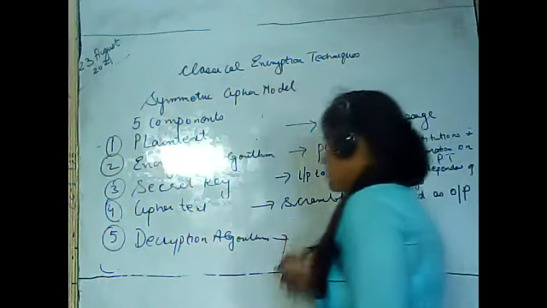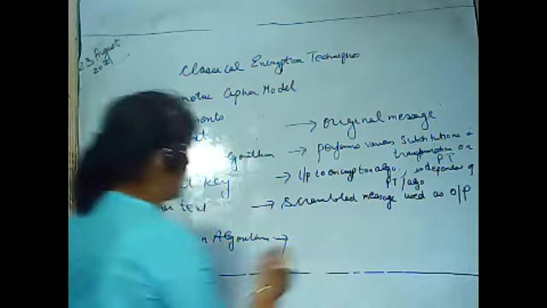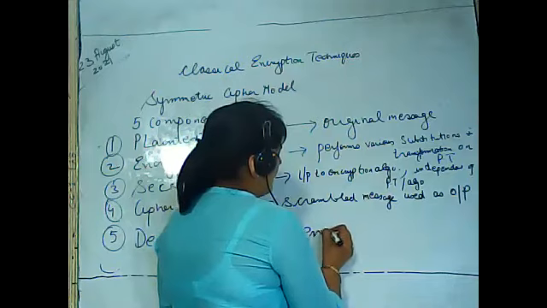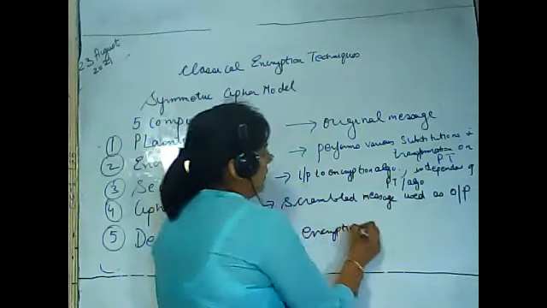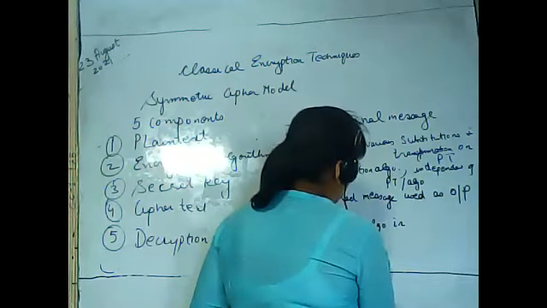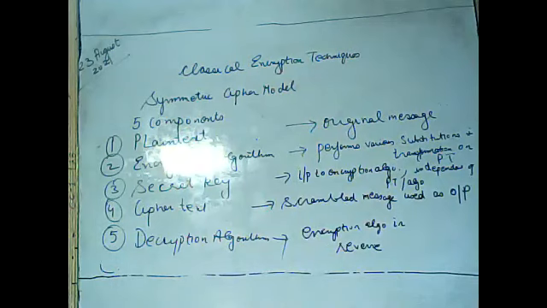Fine. Next is your decryption algorithm. Okay, fine. So the next thing that we have is the decryption algorithm. This is the particular encryption algorithm that will run in the reverse form. So we can define it like this: encryption algorithm in reverse. So why are we using this decryption algorithm? In order to produce the original plain text.